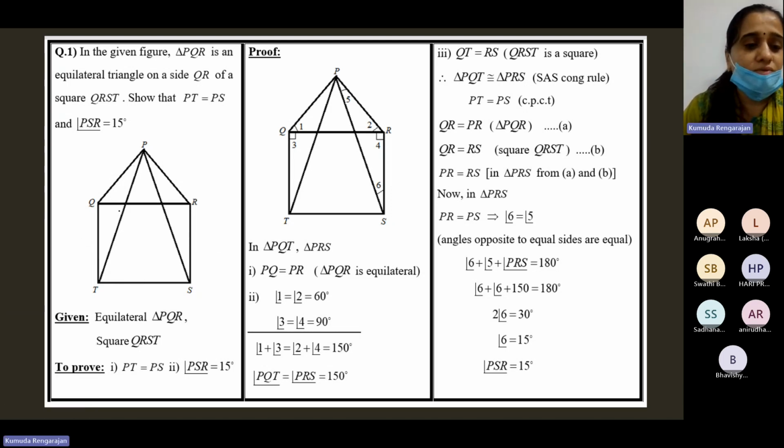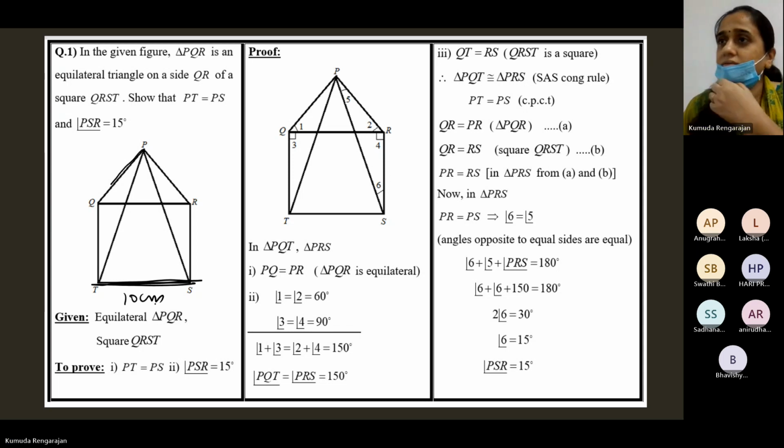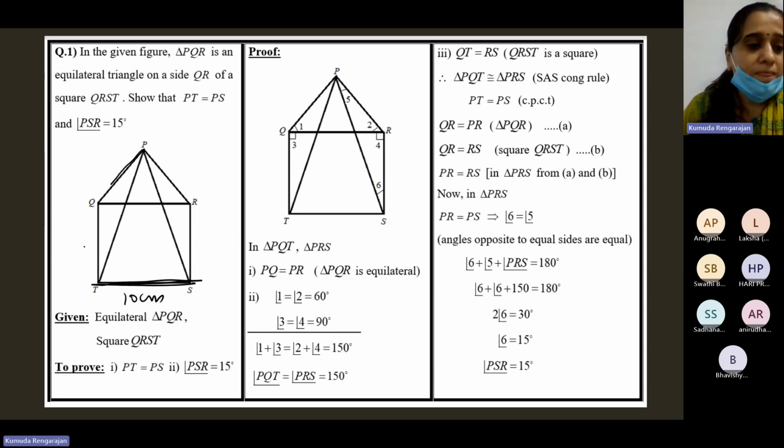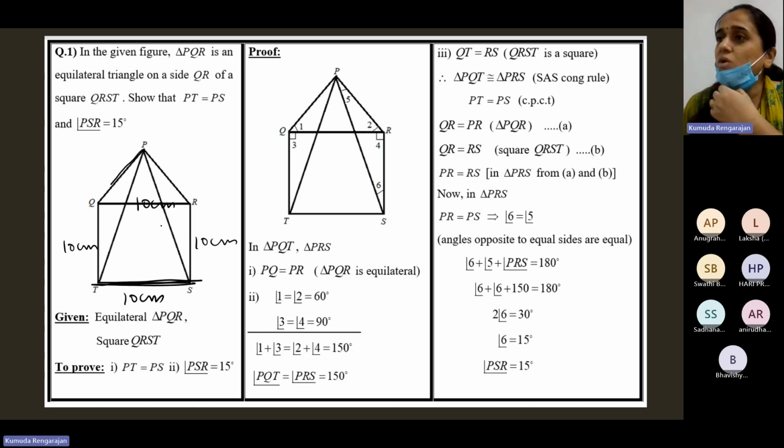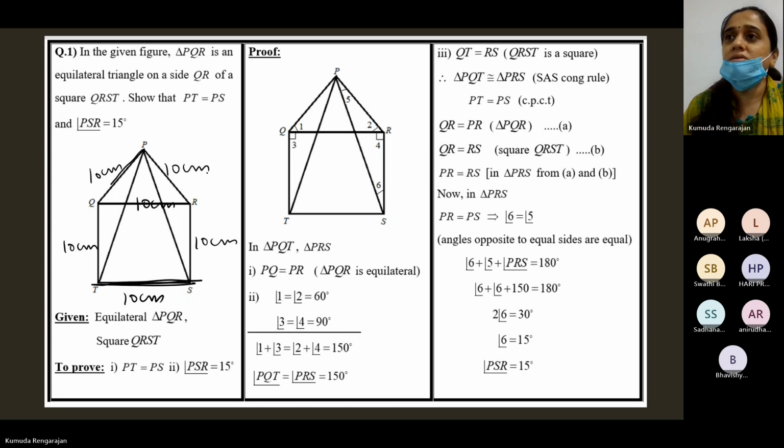I repeat that. Now, supposing the side of the square is 10 centimeters. In a square, all the sides are equal, so it will be 10 centimeters here, here, and here, because all the sides of the square are equal. Now, we see that QR is 10 centimeters. And QR is also the side of the equilateral triangle, which means PQ is also 10 centimeters and PR is also 10 centimeters. So all these line segments are equal.